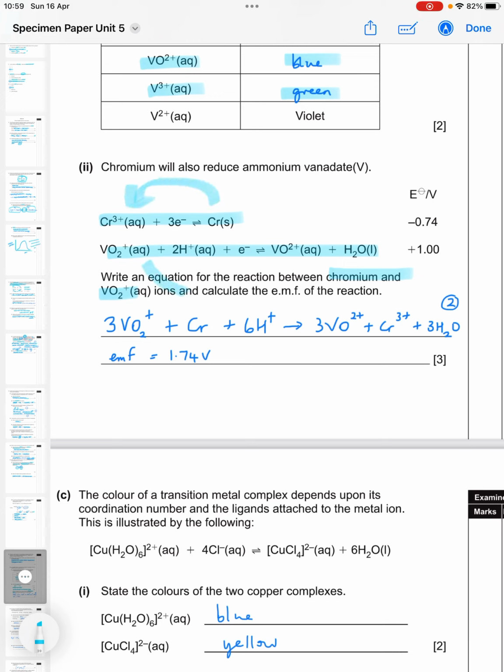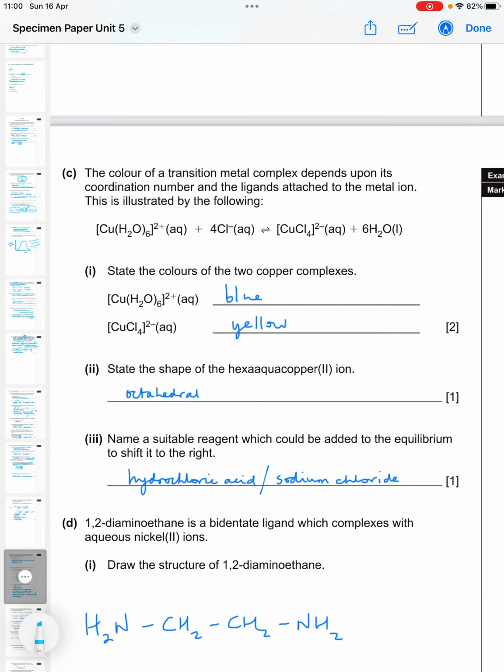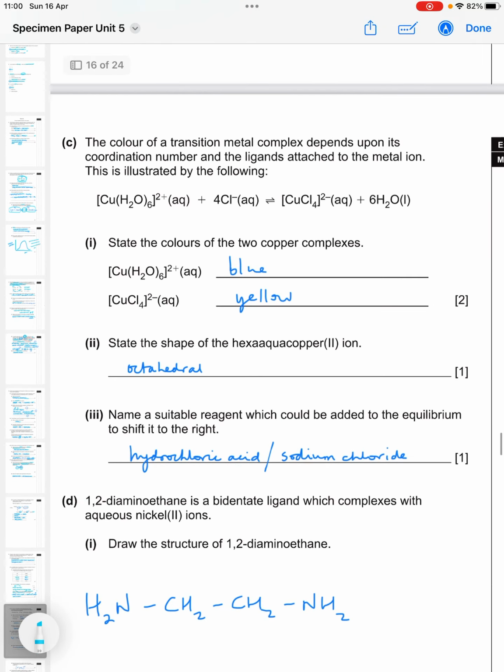So it's going this way and this one is going this way. So it's just a matter of adding them together. So we have 3 VO2+ and Cr and 6H+ gives us 3 VO2+, Cr3+ and H2O. And then the EMF is just the difference between those two, which is 1.74 volts. So 2 marks for the equation and 1 for the correct value for the EMF.